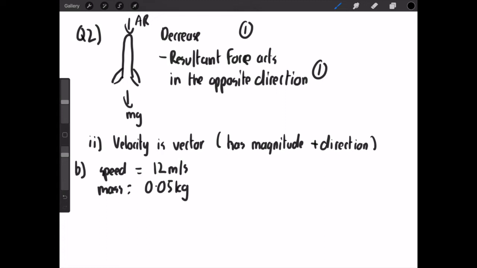So the first thing we do with any question like this is to always check we've got the right unit. Meters per second is a standard unit, 0.05 kilograms, that's a standard unit as well, so we don't need to convert anything before we start. Next thing we need to do is recall the kinetic energy equation, which is half mass times velocity squared. I know it says speed, but we can use speed and velocity as the same thing in this case.